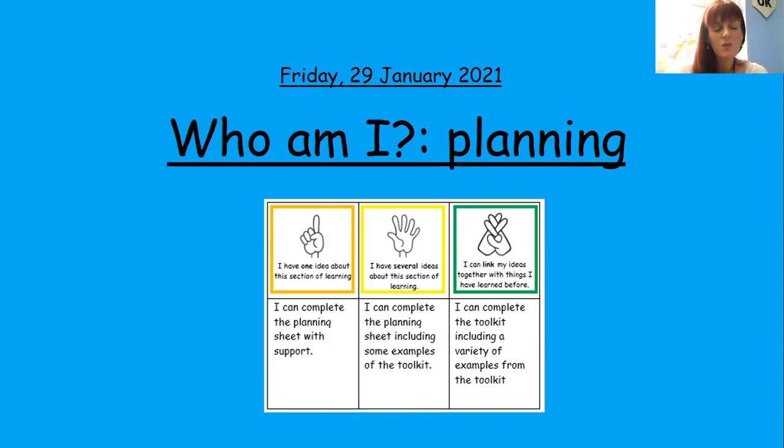Okay, if you are working at a relational level, so you're at green level, you can complete the toolkit using a variety, so more than a few, okay, examples from the toolkit. And again, we'll go over that again. Okay, there's no purple today, there's no real extended abstract. We can't really go there with planning.